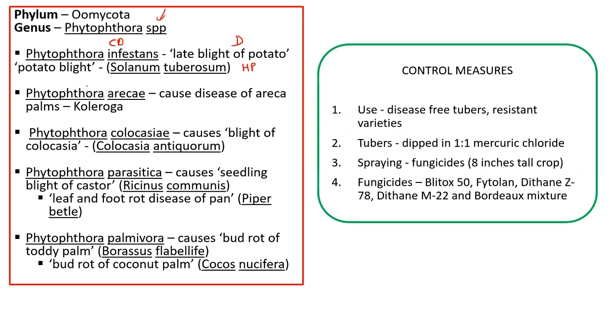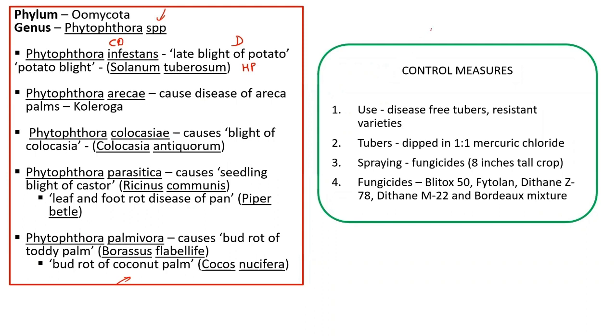The other species are Phytophthora erythroseptica, which causes a disease of Erica palms. Then Phytophthora colocasiae causes blight of colocasia. Phytophthora parasitica causes seedling blight of castor, as well as leaf and fruit rot disease of palm. Phytophthora palmivora causes bud rot of toddy palm. Okay, so you should be knowing this. Apart from this, it also causes bud rot of coconut palm.